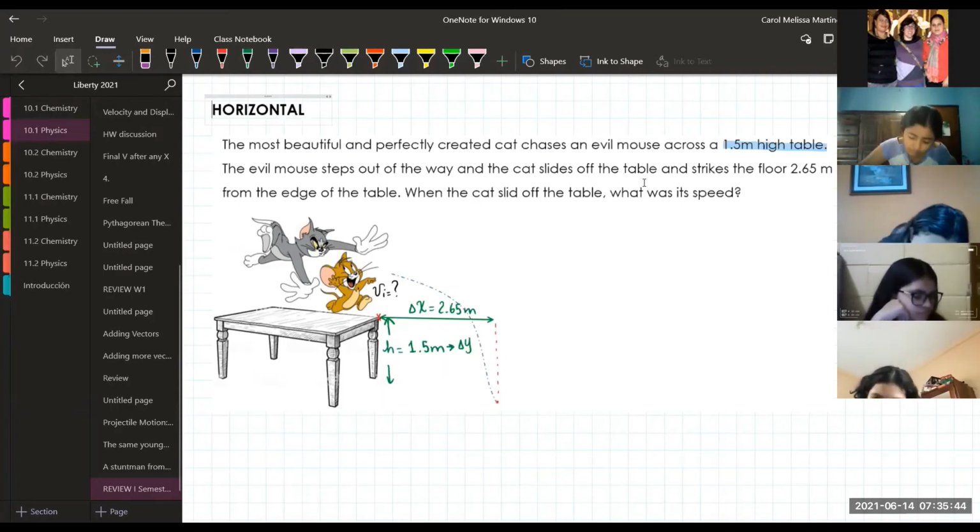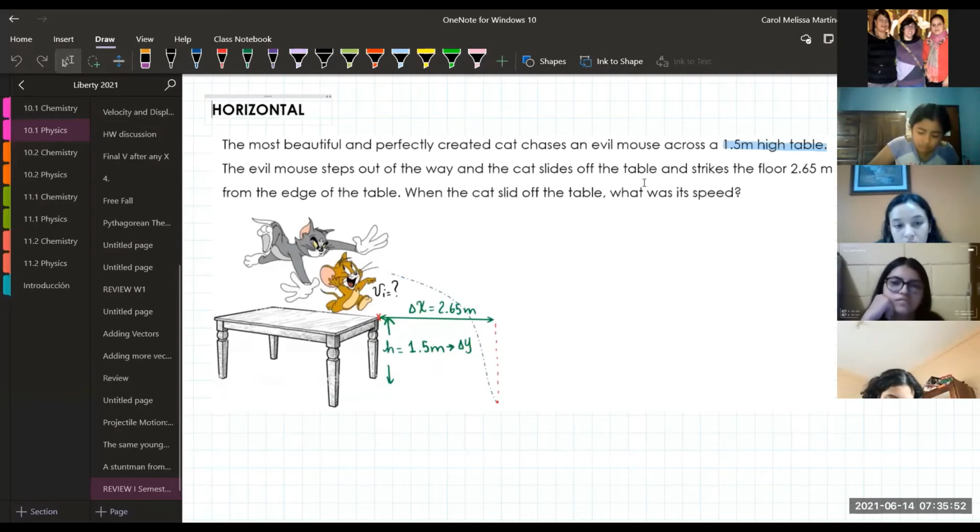So from this, I write down the givens. The givens are too obvious. It's just delta x and it's just delta y. And its gravity, of course, negative 9.81 meters over second squared.